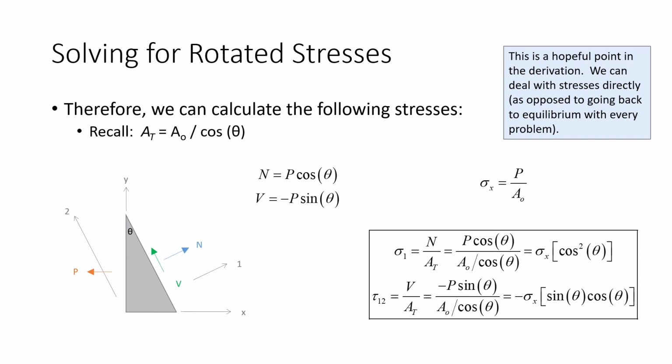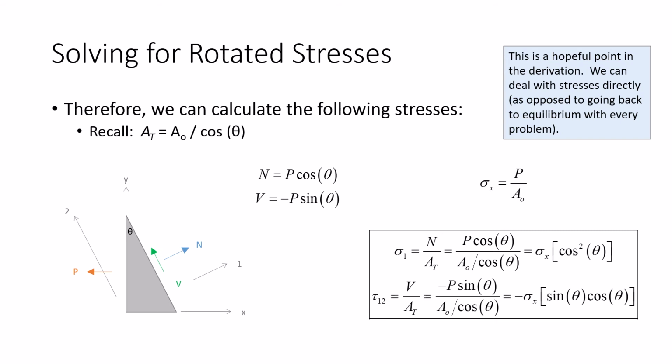So here's my stresses, right? If sigma X is just P over A, sigma 1 is N over AT. All right, so this is where the trick kind of follows. Okay, so sigma 1 is N over AT. AT is A naught divided by the cosine, and N is P cosine theta. So I can relate the stress from this to the stress from this: sigma 1 is sigma X times the cosine squared. For the shear stress, I'm going to take the shear load divided by the area.